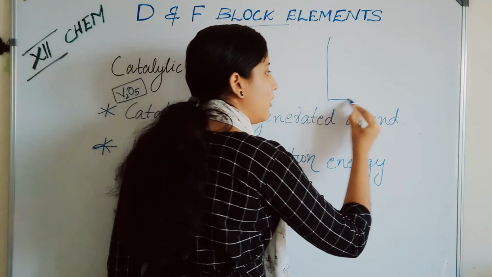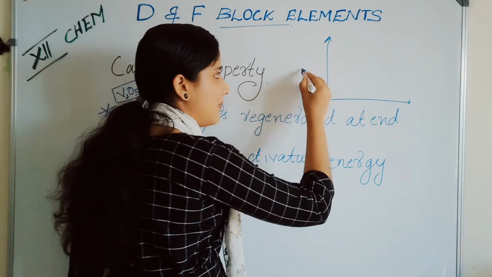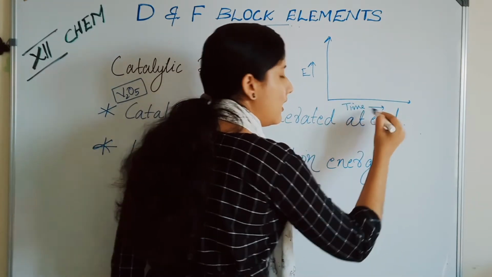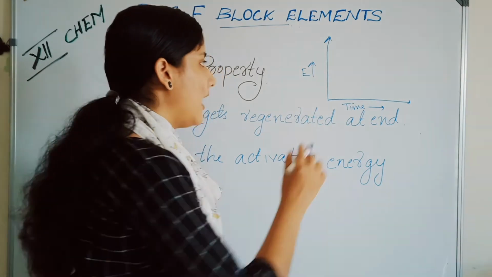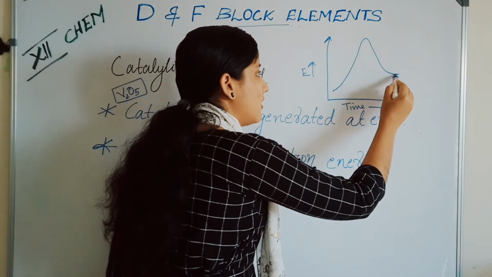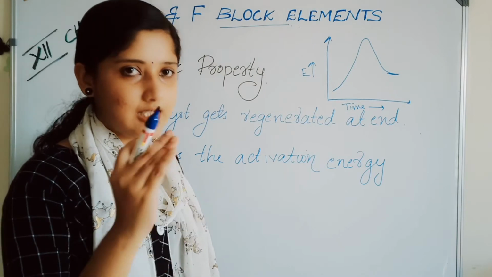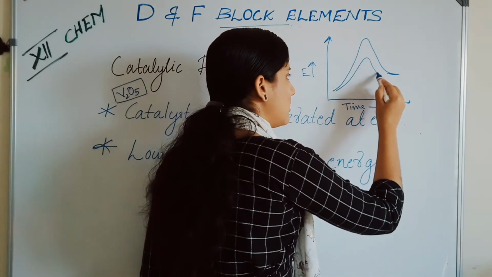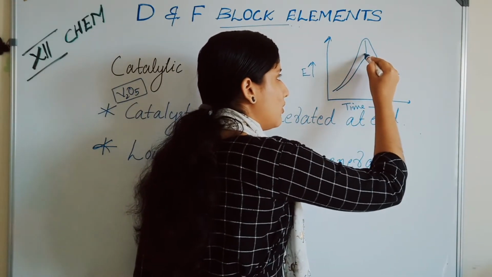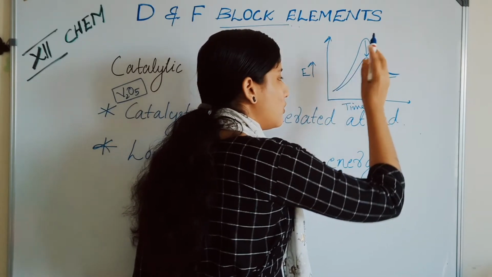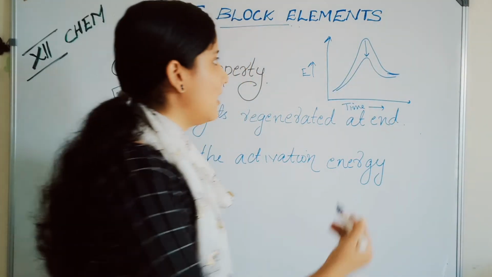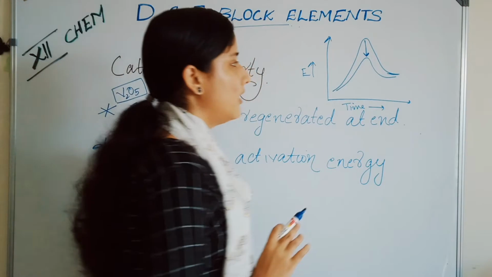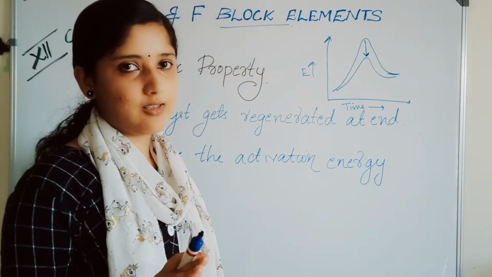Let's check. If we are not using a catalyst, consider here energy and here time. If we are not using a catalyst, the activation energy will be this much. But when we use a catalyst in a reaction, it lowers the activation energy. That means it lowers the activation energy from here to here. The energy that we give to speed up the reaction got decreased. That is, the activation energy will lower when we are using a catalyst.